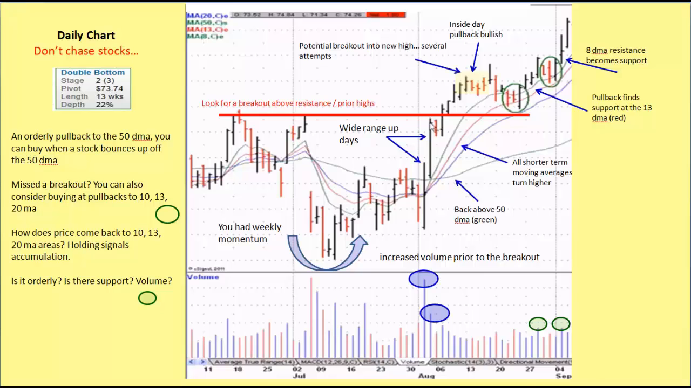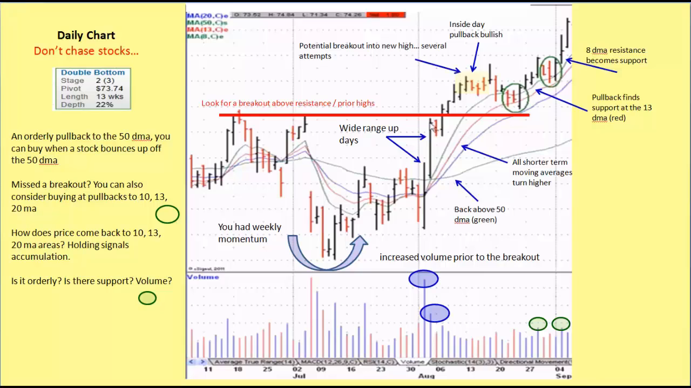But you don't want to buy just any pullback. You want to make sure that the pullback is orderly, and you want to wait for confirmation and see that support is kicking in. You don't want to try to catch a falling knife. Another thing I want to point out is that when you see a stock that's finding support at a progressively higher and higher moving average, that can be a powerful sign that it's under accumulation. That can show that there's an acceleration in accumulation and that the stock is very strong.